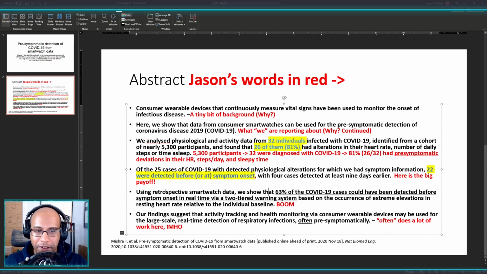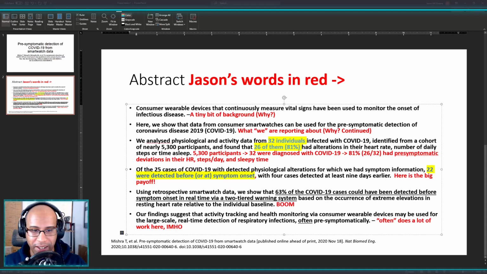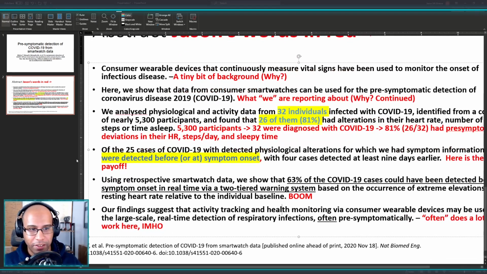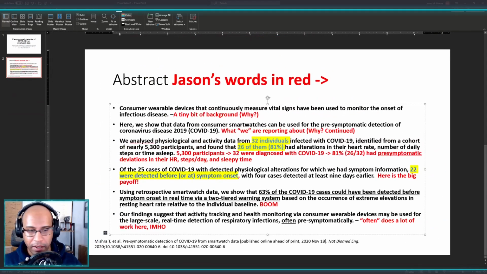So yeah, here's the interesting thing, which is really cool, but also is probably grabbing, or reaching, I should say. Using retrospective smartwatch data, we show that 63% of the COVID-19 cases could have been detected before symptom onset in real time via a two-tiered system. And we'll have to read what that actually means. A two-tiered system.